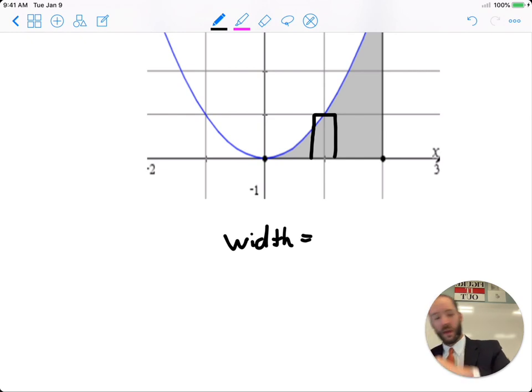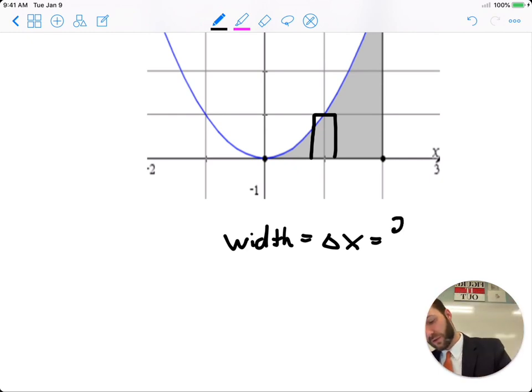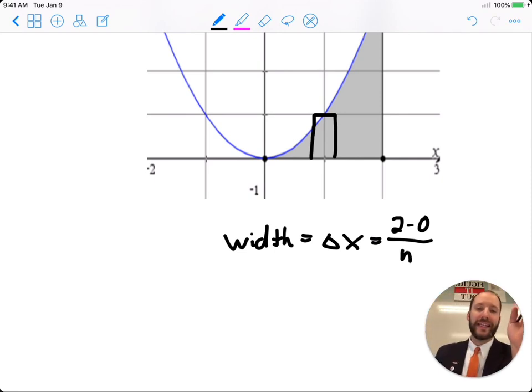Our width, or delta x, okay? That's going to be our interval width. So 2 minus 0, b minus a, over n. How many times are we going to divide this interval up? Like, on the last page, we went to 5 subintervals. So we divided by 5, got 2/5 of a width. Now we want n, infinitely many. Well, n is getting infinitely large. 2 over infinity would be a limit width of 0. So we have a width of 2 over n. That's the width of every rectangle.